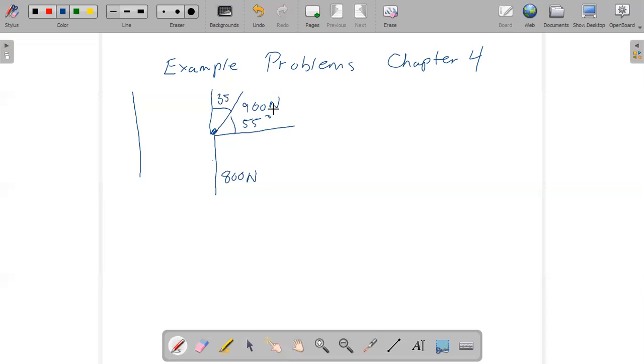We need to get our X and Y components. So we know that we have an overall force, which way? In the positive Y direction. So F net is going to be equal to 100 newtons, and the angle is going to be 90 degrees.